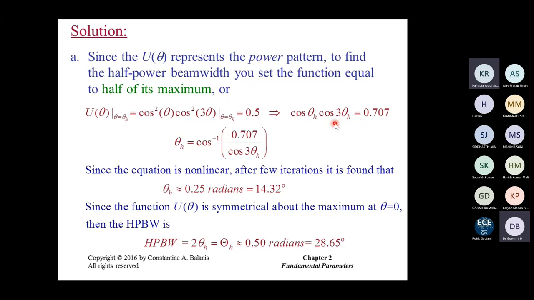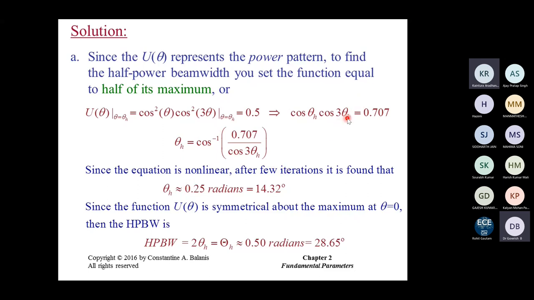Or you can use MATLAB, very simple, straightforward. Just vary the value of theta h, solve this expression, see where it crosses 0.707, those are the values of theta h. Very straightforward. You can take it as a homework and try to do it. So you can solve it using MATLAB or you can solve it using any of the iterative techniques. And you get the value. You get theta h, that is the first theta h.